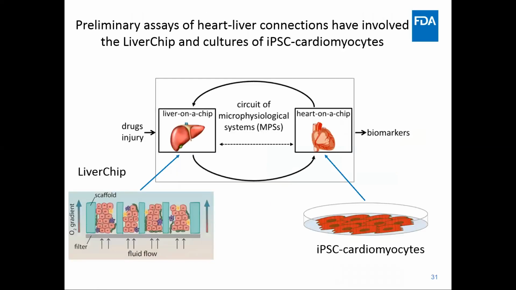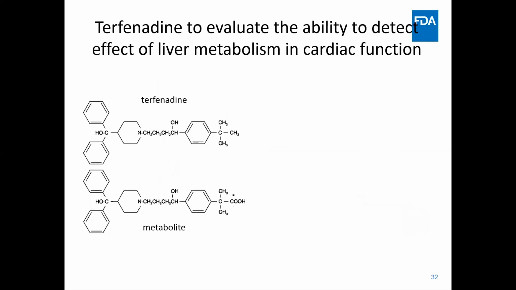So the preliminary work that we did with these cells was to connect them to the liver chip. We had cultures of iPS cardiomyocytes. We added drugs to the liver chip, and then we added metabolites of these drugs to the 2D cultures of iPS cardiomyocytes. And we did this even before thinking about evaluating heart microphysiological systems or heart microsystems. I'm now going to show you an experiment that we did to demonstrate this capability of metabolizing something first in the liver that is then added to a cardiac system.